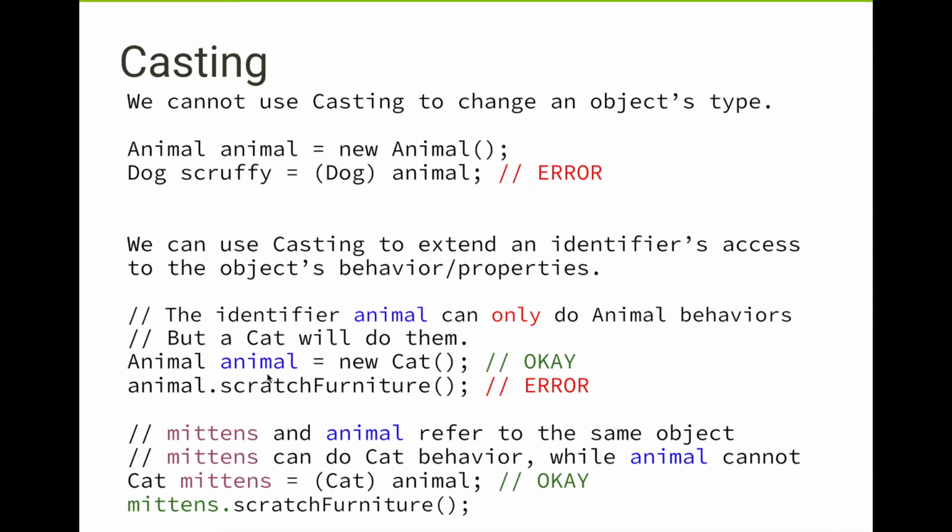So the compiler says, hey, as far as I know, right now, I believe this to be an animal, and an animal doesn't have access to scratch furniture. So you get an error there. I can put it into an animal basket, but then I can't do cat things with it. I can only do animal things with it.